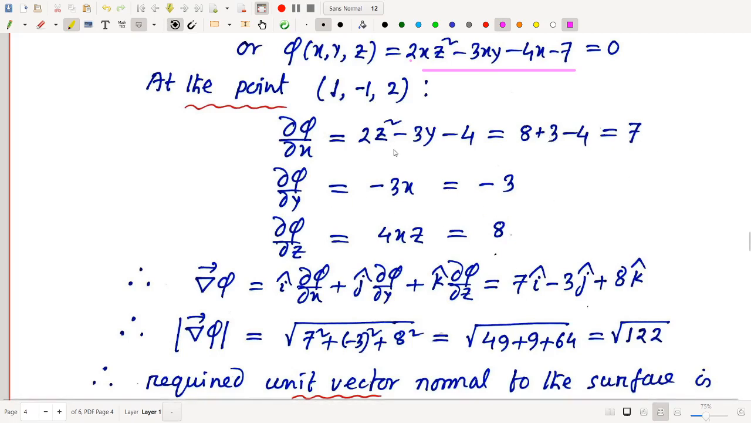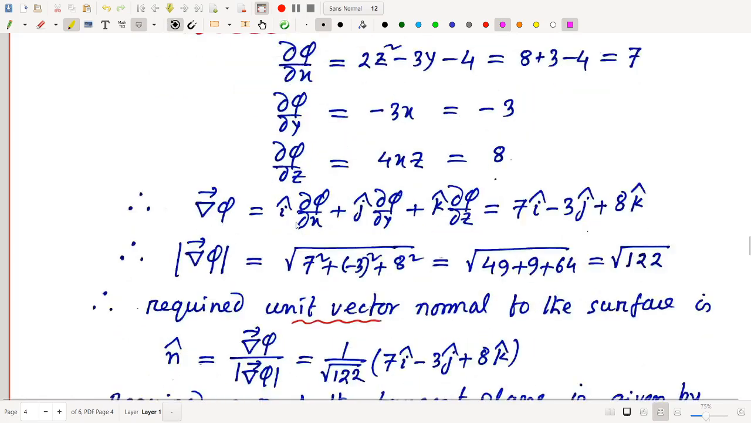Okay. Now del phi by del y, if we differentiate with respect to y, what do we get? This term is 0, no y here. Here it will be minus 3x only, and x is 1, so it is minus 3. Del phi by del z, partial derivative with respect to z, it will be 4xz. Okay, and the other term has no z, so 0. If we put x as 1 and z as 2, you get 8. So you have got the partial derivatives at the point (1, minus 1, 2).